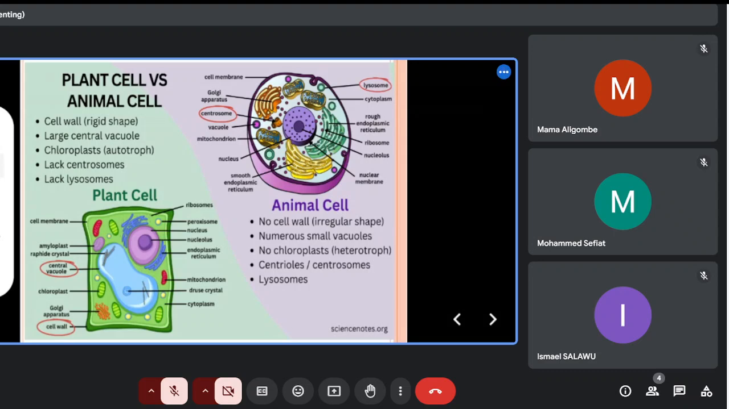Another difference that is worthy of note is the large vacuole that we have in plants. Just because plants are able to make their food, they have a large vacuole for removing excess water and of course for storing manufactured food temporarily. So because they can make their food, they have a large vacuole. But in animal cells, some animals have very small vacuoles, while some do not have vacuoles at all. So those are the major differences between plant and animal cells.